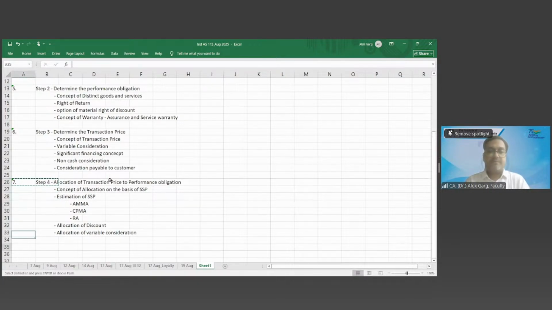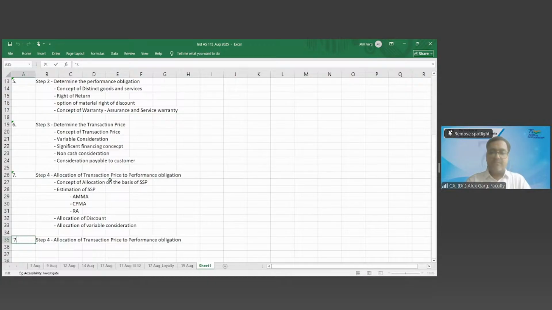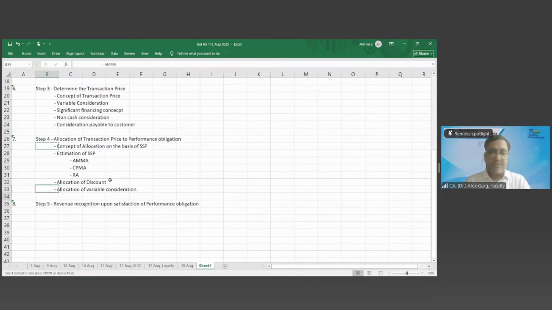Now, the concept of step number 5. What is step number 5? Satisfying the performance obligation. Step number 5 is satisfaction of performance obligation, which is recognition of revenue. Revenue recognition upon satisfaction of performance obligation. In that case, we discussed the concept of at a period of time or point in time, the satisfaction of performance obligation on the basis of transfer of control, right?